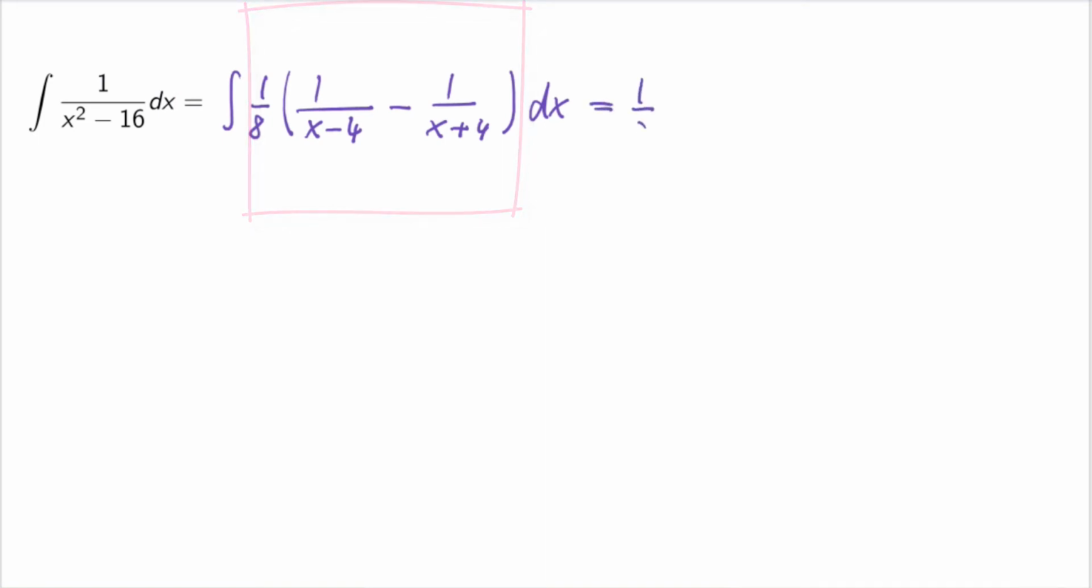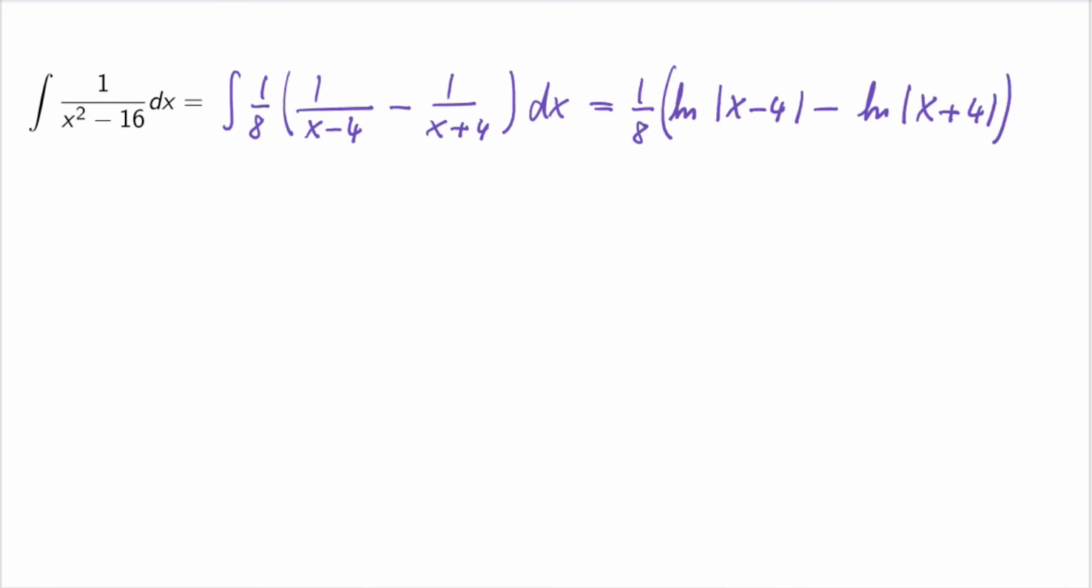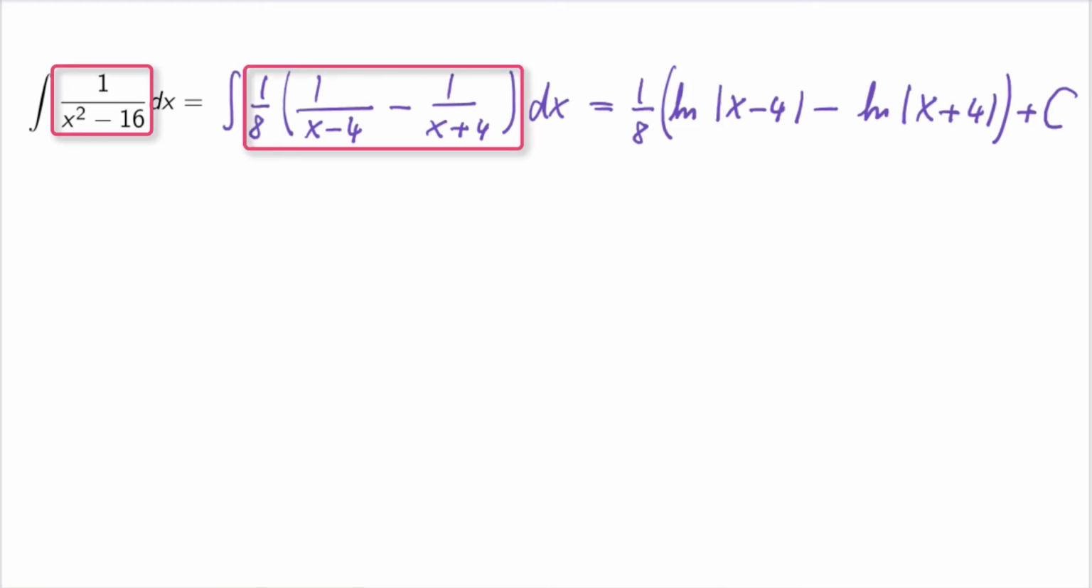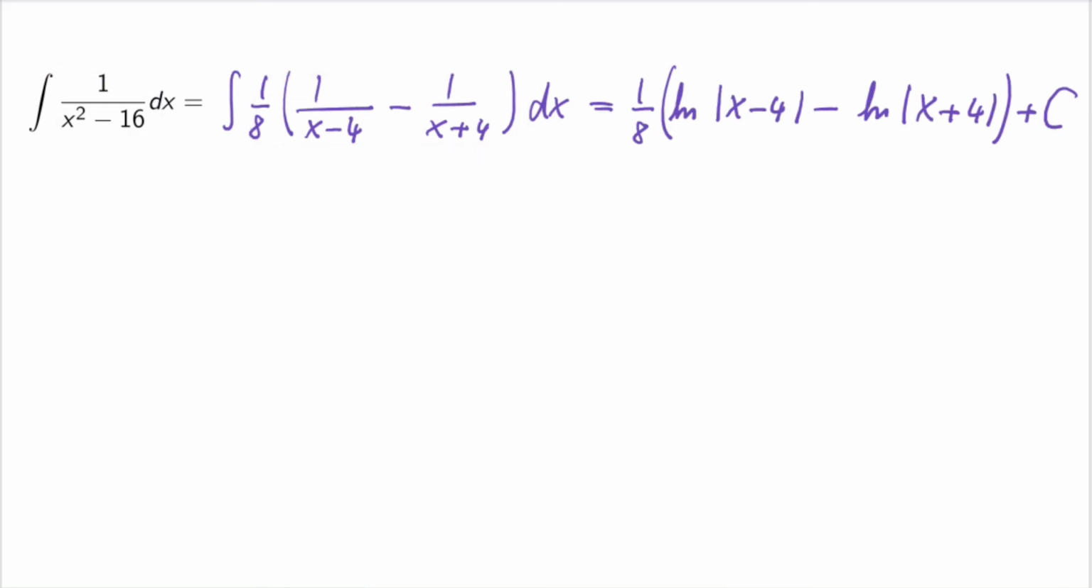So this is now 1/8, and if I integrate 1 over x minus 4, I just get ln of the absolute value of x minus 4. And if I integrate the other one, 1 over x plus 4, I also get a log. Of course, I need to carry the minus sign, so then we have log of absolute value x plus 4, like this. And of course, now we did the antiderivative, so we add a constant c. So you see, the factorization of this function into that sum made it actually possible to integrate. And that's all. That's the secret of partial fractions.